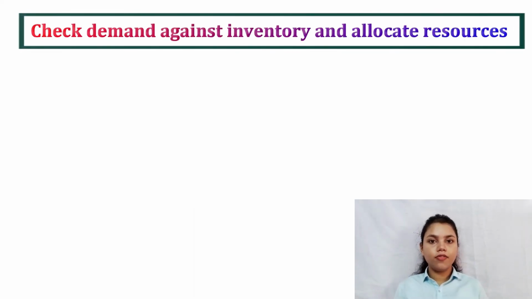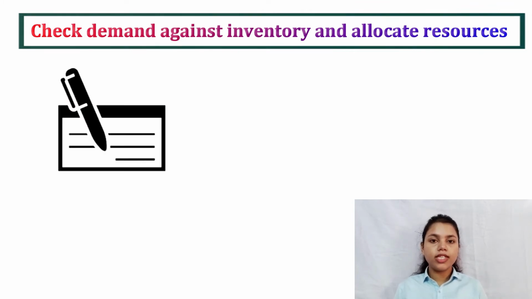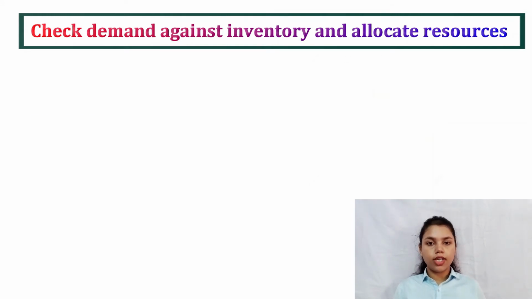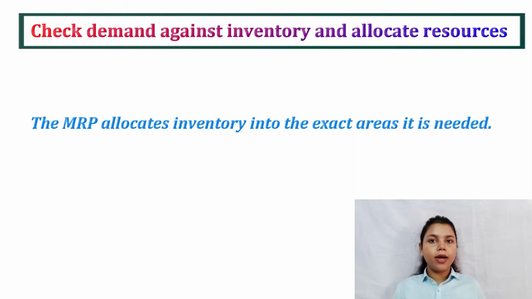Check demand against inventory and allocate resources. This step involves checking demand against what you already have in your inventory. MRP then allocates the resources accordingly. In other words, MRP allocates inventory into the exact areas where it is needed.